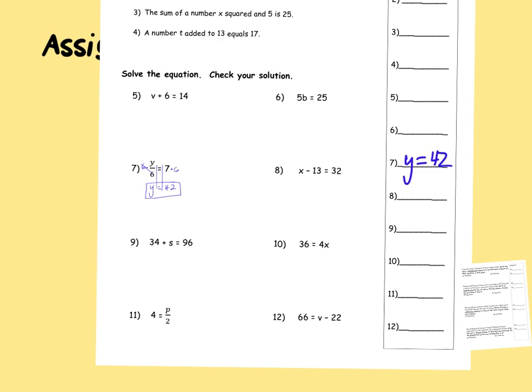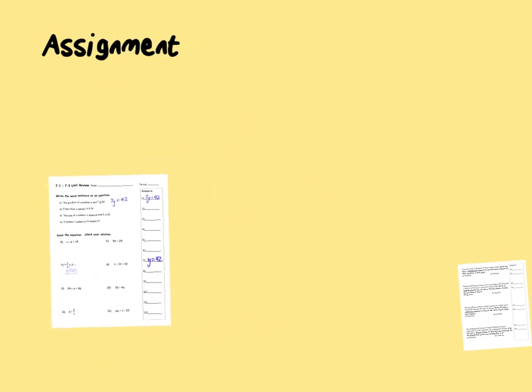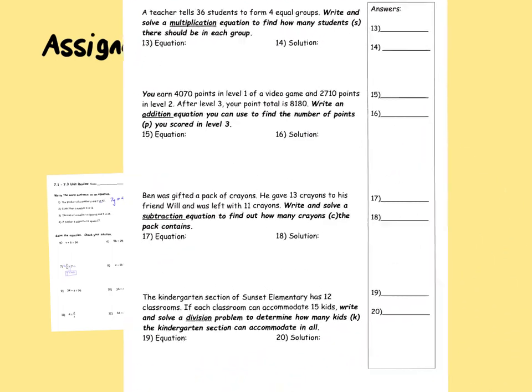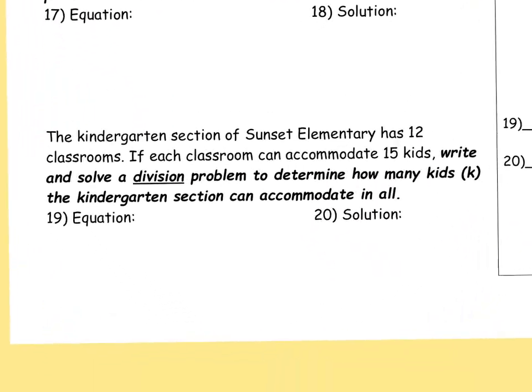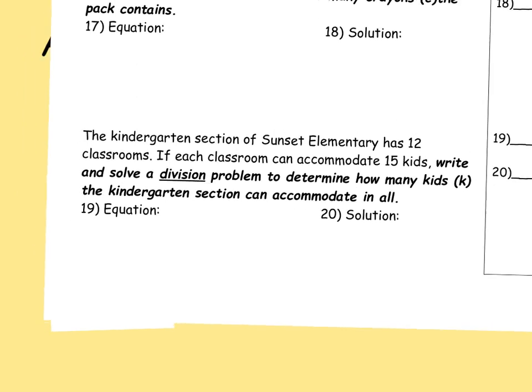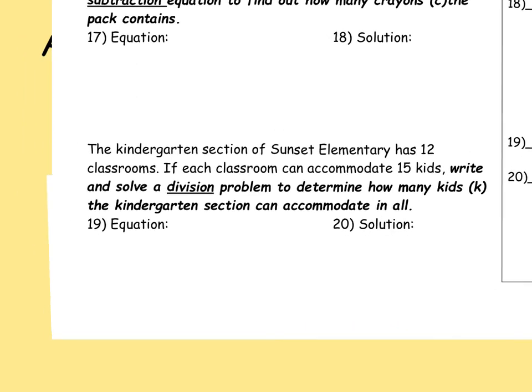Let's take a look at the other page now. This is where the story problems are, and I know a lot of you have had some difficult times with the story problems, so let's take a look at this last one. This question says, the kindergarten section of Sunset Elementary has 12 classrooms. If each classroom can accommodate 15 kids, write and solve a division problem to determine how many kids the kindergarten section can accommodate in all.